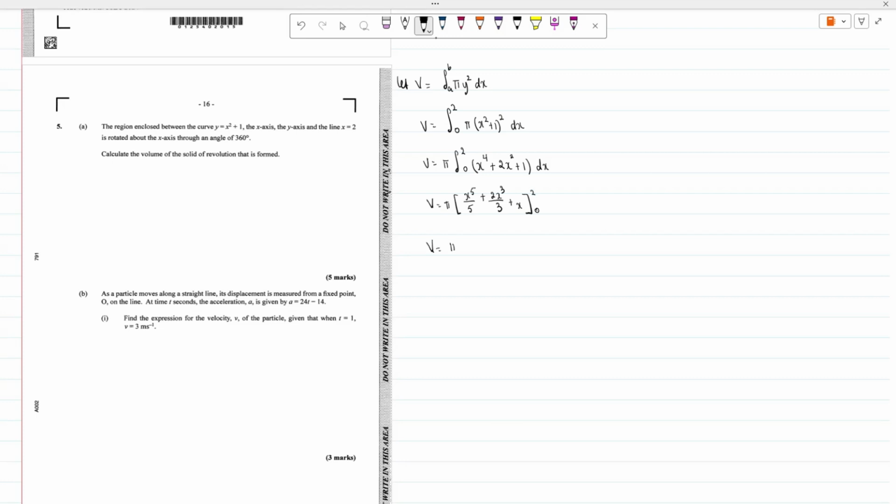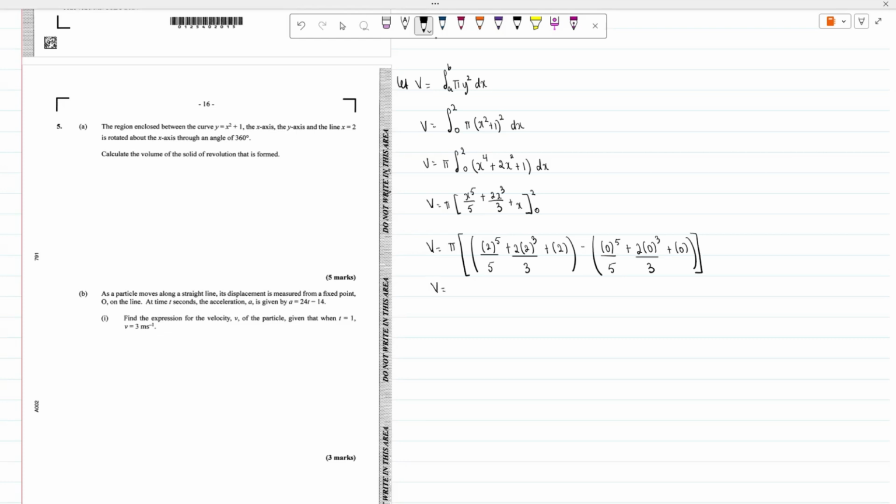V is equal to pi into, substitute 2 as my limit first, 2 to the power 5 over 5 plus 2 into 2 cubed over 3 plus 2. Take away, substitute the 0, please. 0 to the power 5 over 5 plus 2 into 0 cubed over 3 plus 0. I know it's going to be 0, but please get in the habit of substituting it.